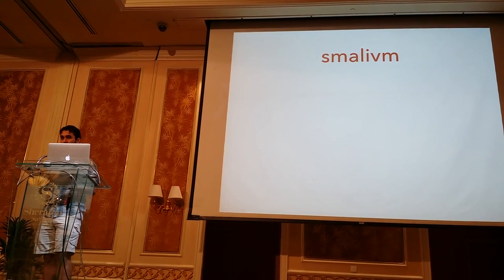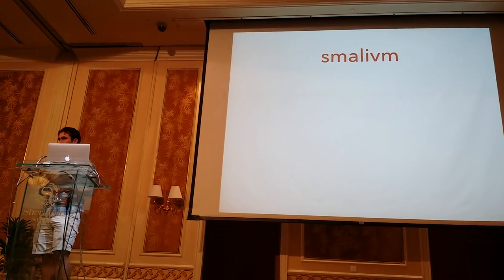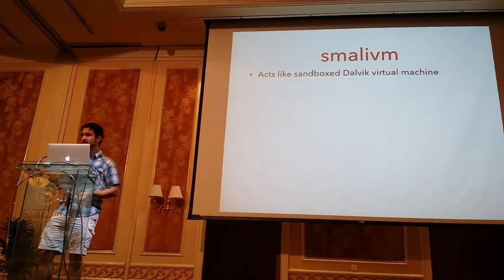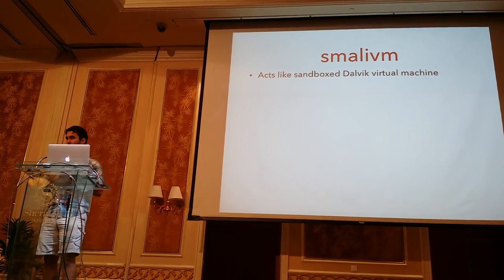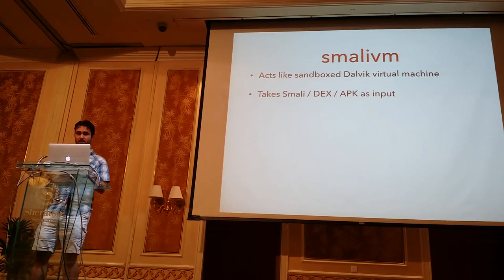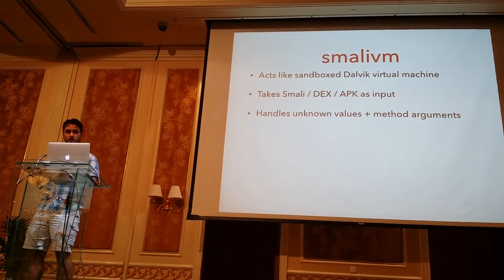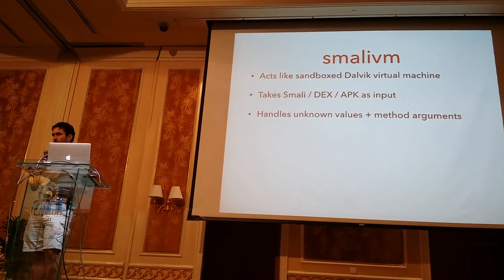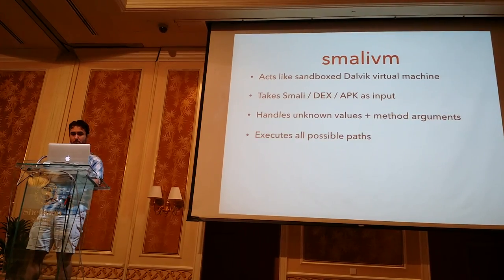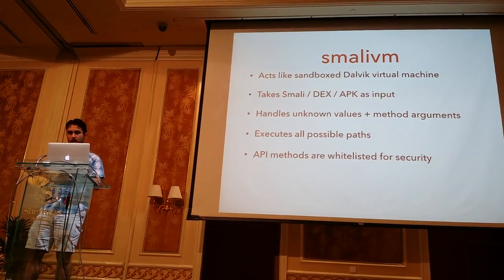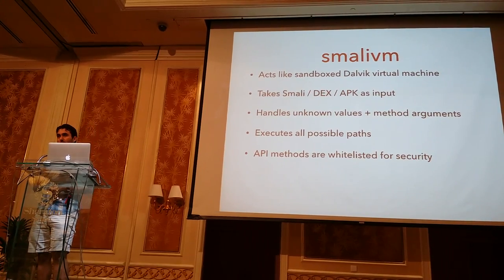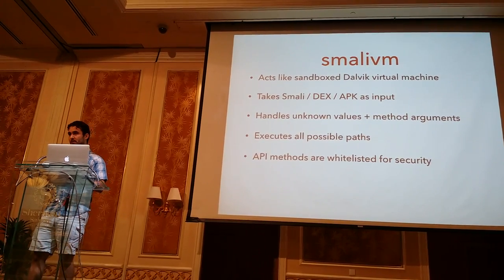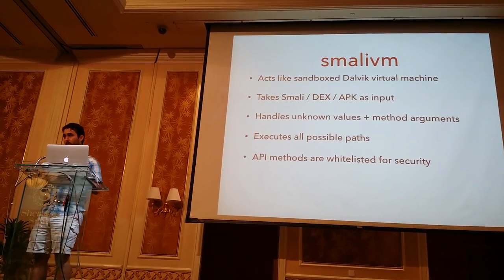So the first part of the tool is called SmaliVM. Smali is the disassembly language for Android, and VM stands for virtual machine. It acts like a sandboxed Dalvik virtual machine, which is the VM that Android uses. It takes Smali, DEX files, or APK as input. It handles unknown values, so if it doesn't know the argument to a method, it can still proceed. It will just take every execution path. API methods that could be harmful, such as file.delete or system calls, are not whitelisted. If a method isn't whitelisted, it won't call it.